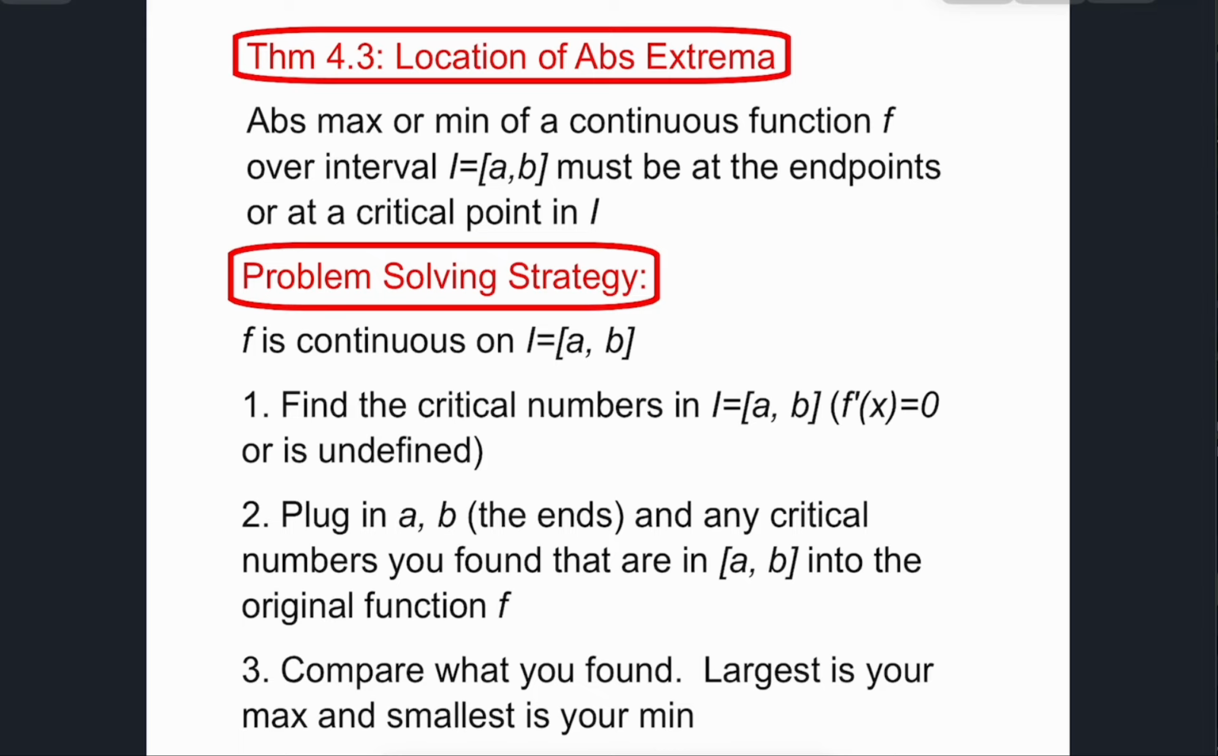The critical points or the endpoints is where the absolute maximum will exist. So the strategy, what are you going to do? Well, find the critical numbers. So that would be where the function is equal to 0 or undefined. But since it's continuous, we don't even really need the undefined portion. We're going to plug in any critical points and the endpoints. Whichever is the largest is our max. Whichever is the smallest is our min.